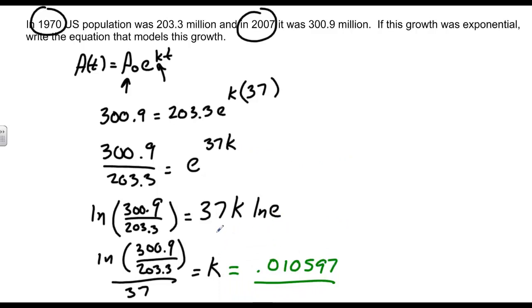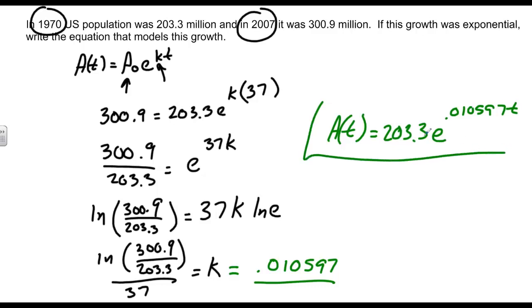It's going to be fairly important that we carry these decimals out fairly far, because we'll be dealing with big numbers typically. And now we write our equation: A of t equals 203.3 e to the 0.010597t. And that's our growth equation that models the situation that we have.